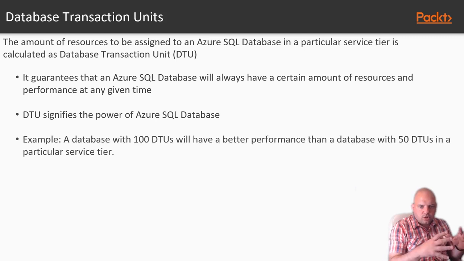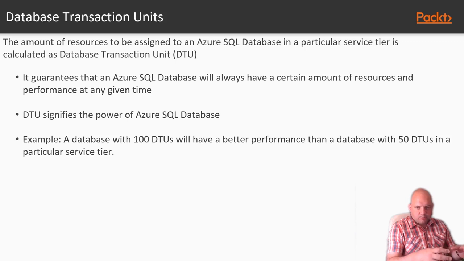Now, the ratio of the resources is calculated by Microsoft by running an OLTP benchmark. The DTU signifies how powerful an Azure SQL database is. So for example, if 5 queries take 80 seconds to run on a basic tier with 5 DTUs, it'll take 4 seconds to run on a standard S3 tier with 100 DTUs. So basically what we're saying there is the more DTUs you have, the better performance you're going to get than databases with fewer DTUs in a given service tier.